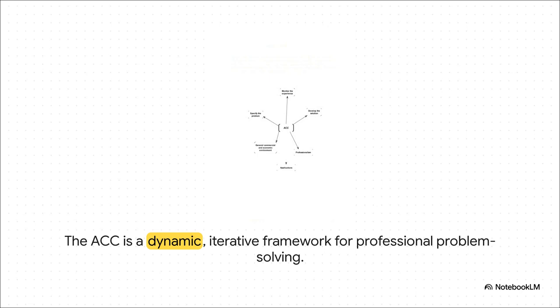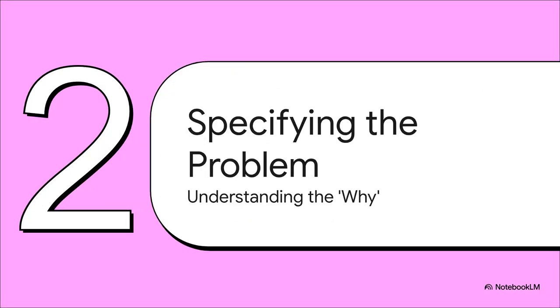We specify a problem, we develop a solution, we monitor the results, and then, this is the critical part, that monitoring feeds right back into how we see the problem. It's this continuous loop, and that's exactly how we're going to structure our entire discussion today. All right, let's get into the first real stage of the cycle. Specifying the problem. This is all about understanding the why.